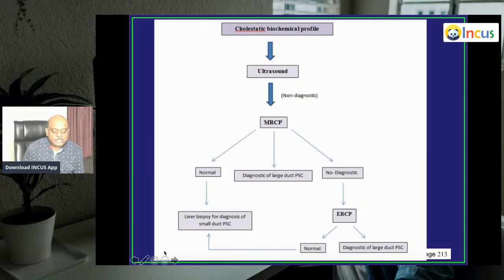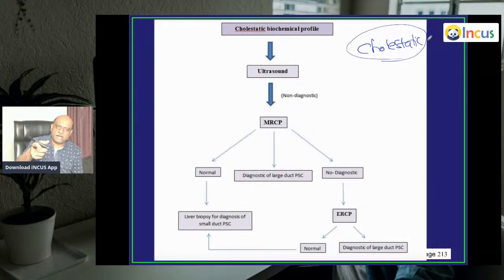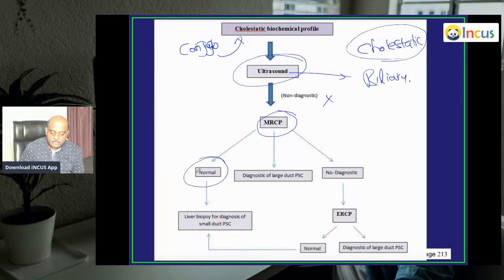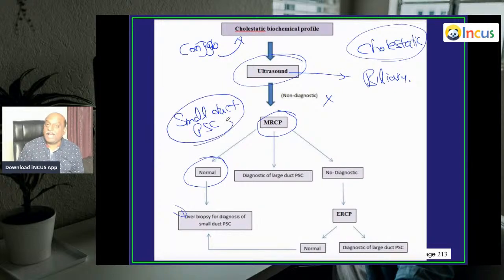So doctor, what is the approach to a patient who has a cholestatic biochemical profile, that is obstructive jaundice? Alkaline phosphatase is elevated, gamma glutamyl transaminase is elevated, so it is cholestatic conjugated hyperbilirubinemia. So with a cholestatic biochemical profile, you have to do ultrasound. A lot of times ultrasound can identify the cause of the biliary obstruction. If it is not diagnostic, then you need to do MRCP. If it is normal, then liver biopsy. What do you see in liver biopsy? Sometimes in small duct primary sclerosing cholangitis, MRCP will be normal and ultrasound will be non-diagnostic.